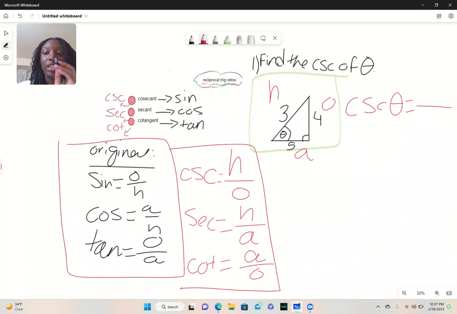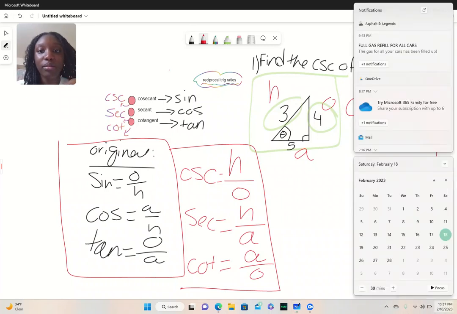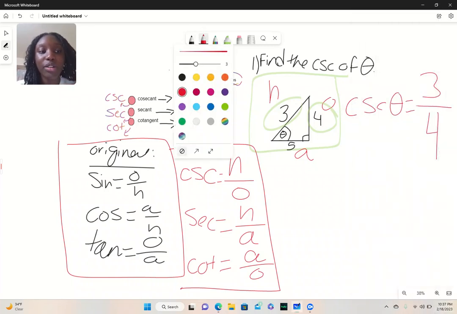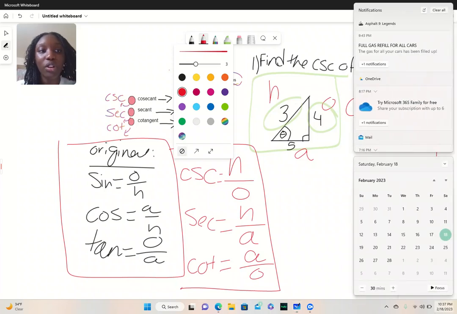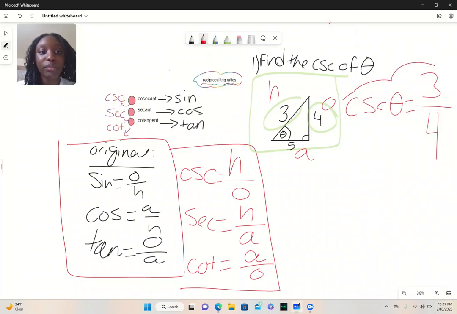Remember, sine is opposite over hypotenuse. That means cosecant will be hypotenuse over opposite. So the hypotenuse of this triangle is 3, and the opposite is 4. So the cosecant of theta is going to be 3 over 4. And that's how you apply the reciprocal trig identities.